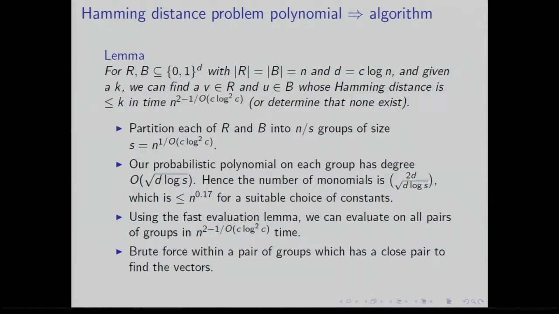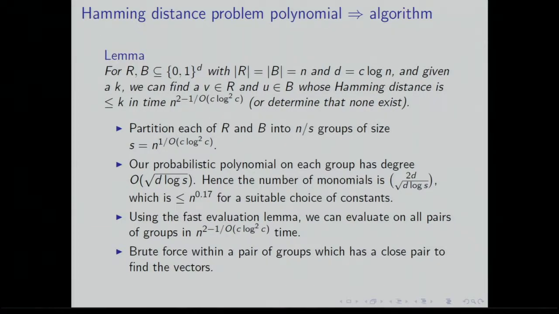So the number of monomials is going to be something like 2d choose root d log s. Here I'm hiding some polynomial terms outside the binomial coefficient that don't really affect what the number of monomials ends up being. The important thing to note here is that if we choose a big enough constant inside the size of the group, then we can make this binomial coefficient be at most n to the 0.17 for any s and d and whatever.